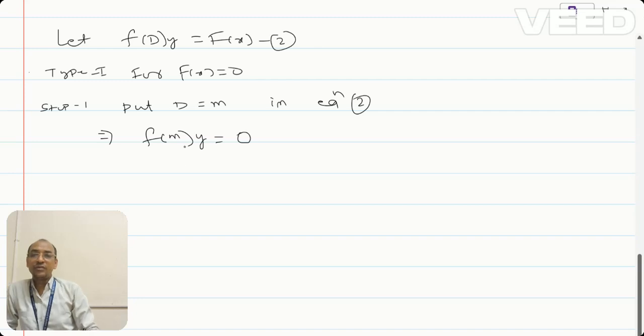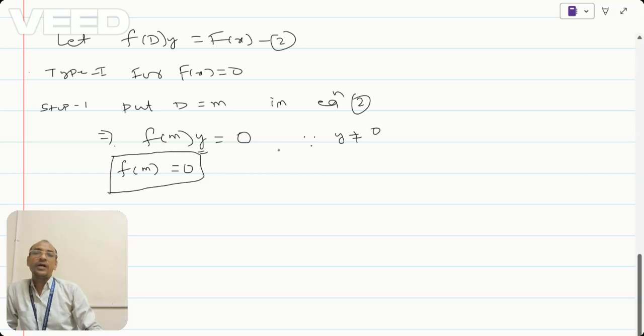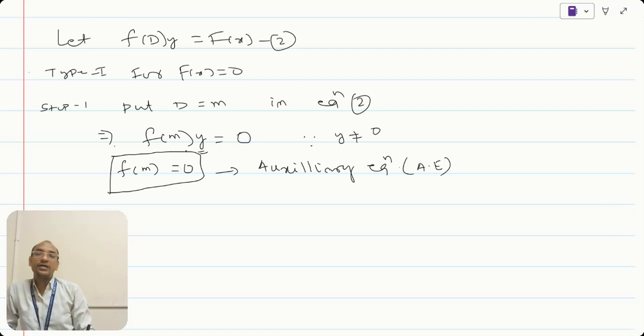If the product of these two terms is 0, and here you know that y is the solution of the differential equation f(D)y equal to f(x), so y is not equal to 0. Since y is not equal to 0, we can say f(m) must be 0. So this equation is called the auxiliary equation, in short form AE. So what I am saying is, wherever D is there, I will put m and I will make it 0. That equation is called the auxiliary equation. So in step 1, you have to find the auxiliary equation for the given differential equation.